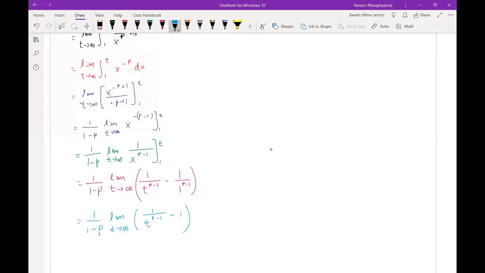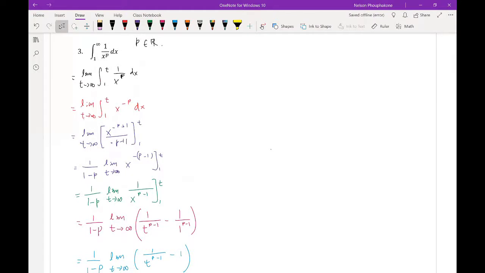So now because p is all real numbers, in this case we will be able to have 3 cases here. Let us analyze the 3 cases. For case number 1, it's if p minus 1 is greater than 0. In other words, p is greater than 1. So I will have 1 over 1 minus p, take the limit as t goes to infinity of 1 over t raised to the power of p minus 1, minus 1.